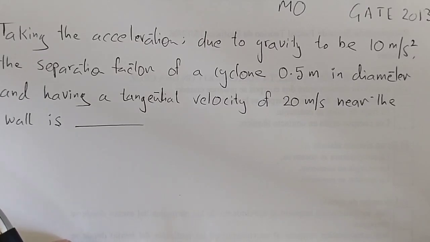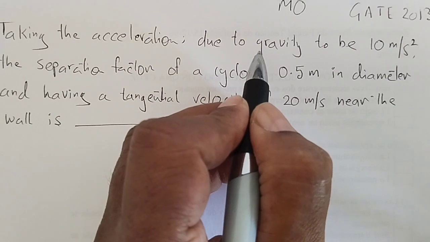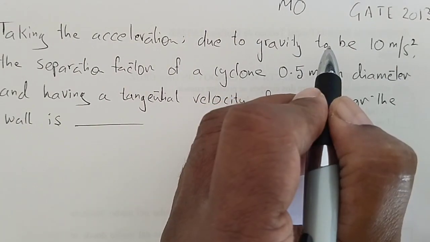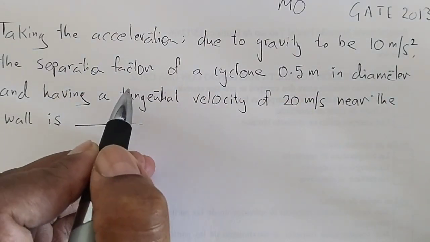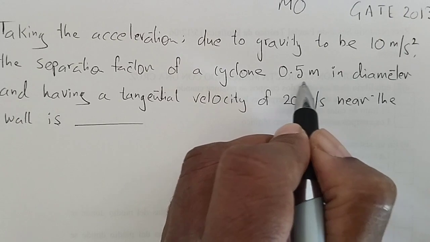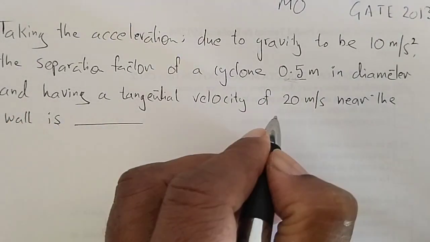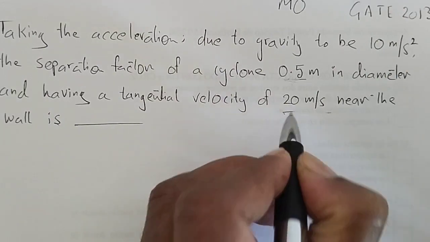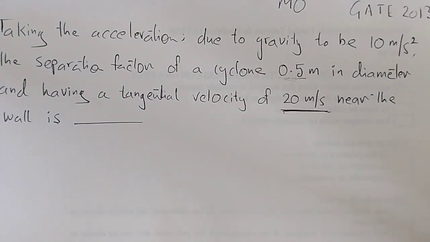Welcome all. GATE series, example number 5. Taking the acceleration due to gravity to be 10 meter per second square, the separation factor of a cyclone whose diameter is 0.5 meter and the tangential velocity of 20 meter per second near the wall.